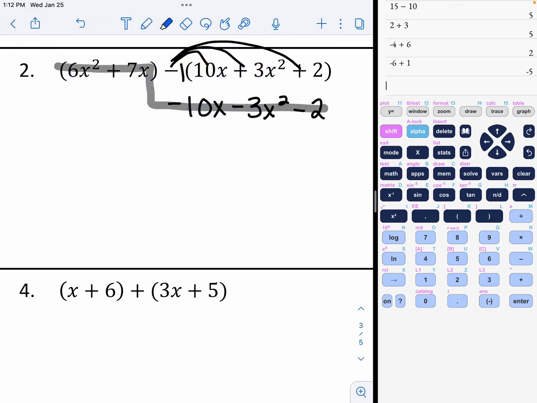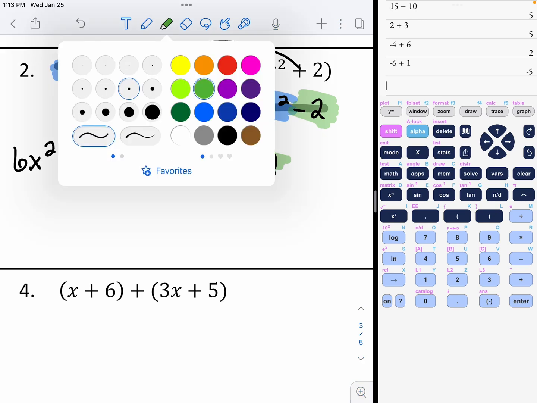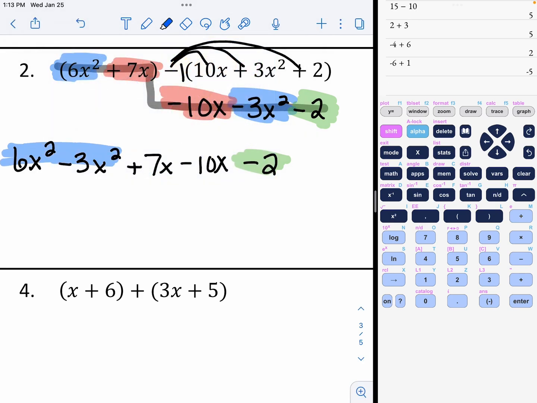So the biggest exponent I see is an x squared. So that one and that one need to be written together. 6x squared, take away 3x squared. The next biggest exponent I see is an exponent of 1. So those two should be written next to each other. The last thing I see is my regular constant with no variable, a minus 2. So it is my hope that you can see the minus 2 goes in the back, the x squares go in the front, and the regular x's go in the middle.